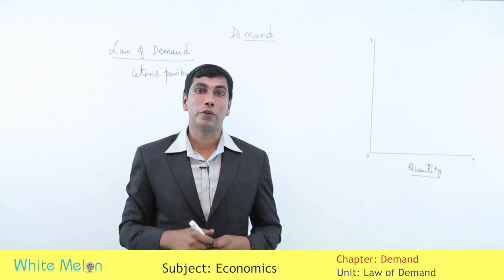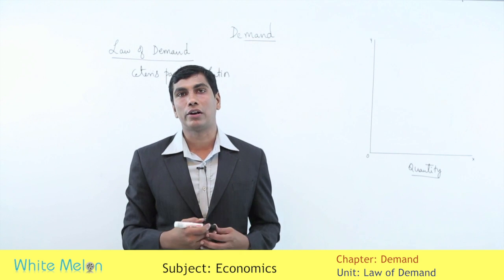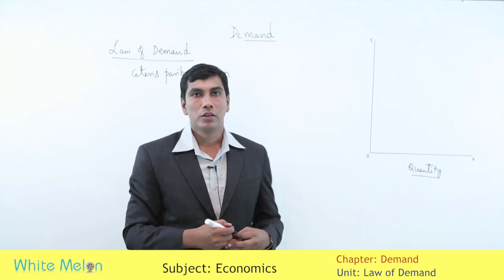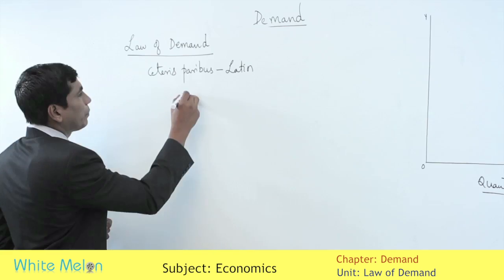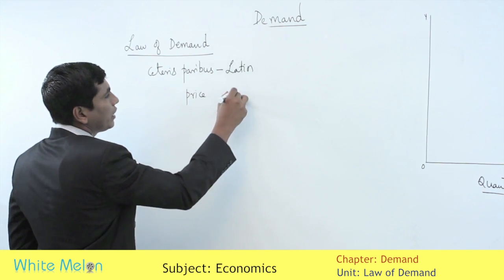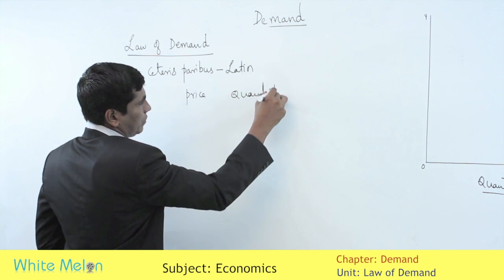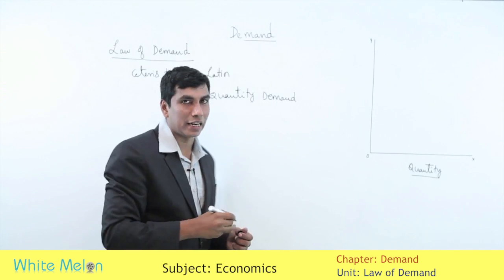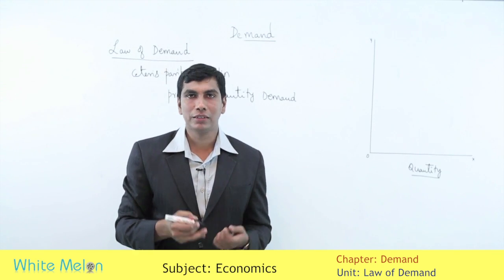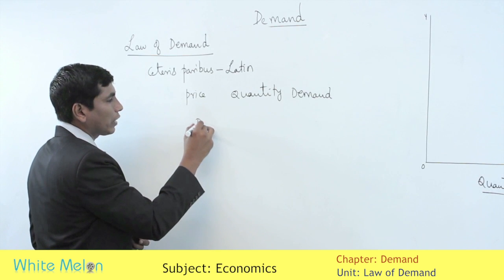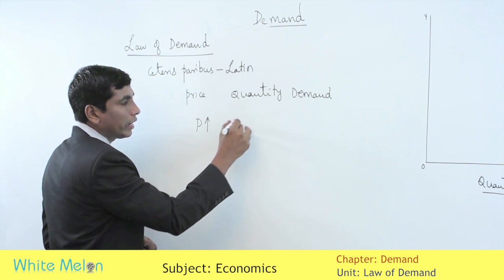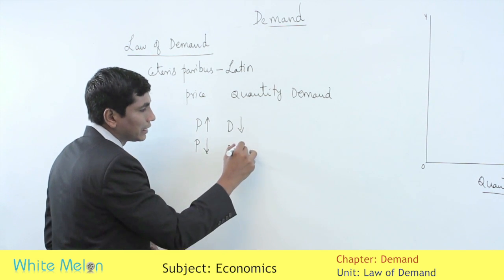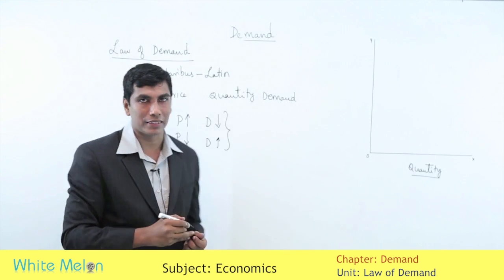Which are those other things which we need to assume to be constant? That you will understand a little while later. Let us not worry about it as of now. So other things being constant, the price of a commodity and quantity demanded are inversely related. What exactly do we mean by this? It means that if the price of a commodity increases, demand for it decreases, and if the price of a commodity decreases, demand increases. This is exactly what the law of demand says.